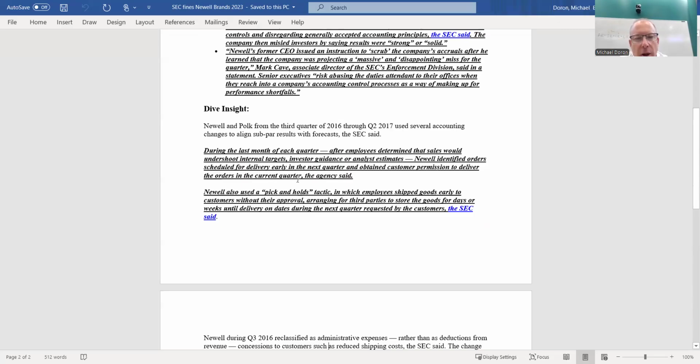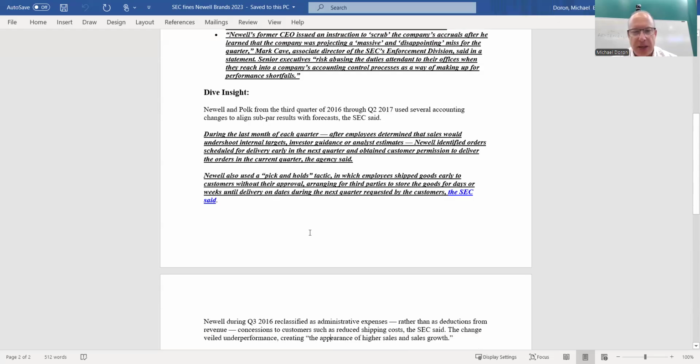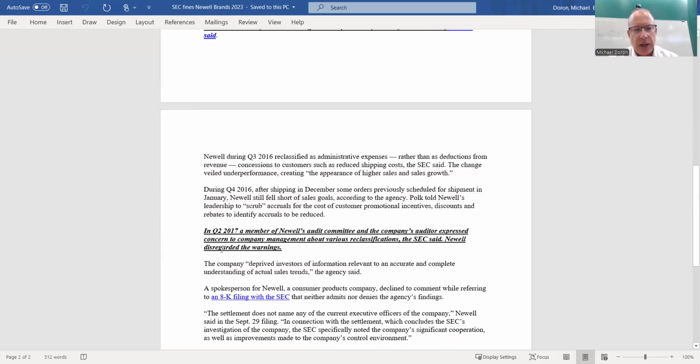in the current quarter. Newell also used a pick and hold tactic, in which employees shipped goods early to customers without their approval, arranging for third parties to store the goods for days or weeks until delivery on dates during the next quarter requested by the customers. In quarter two 2017, a member of Newell's audit committee and the company's auditor expressed concern to company management about various reclassifications. Newell disregarded the warnings.